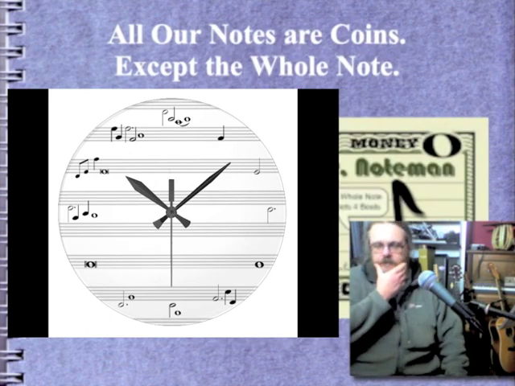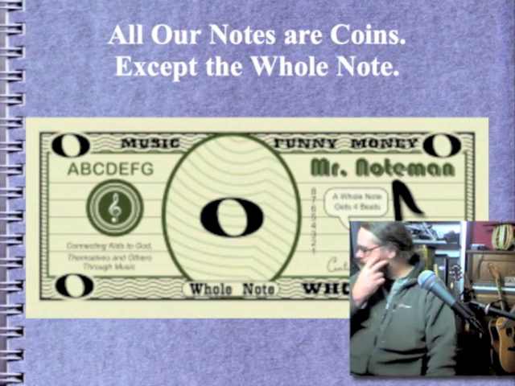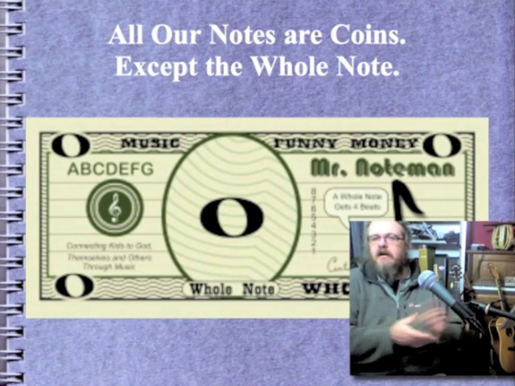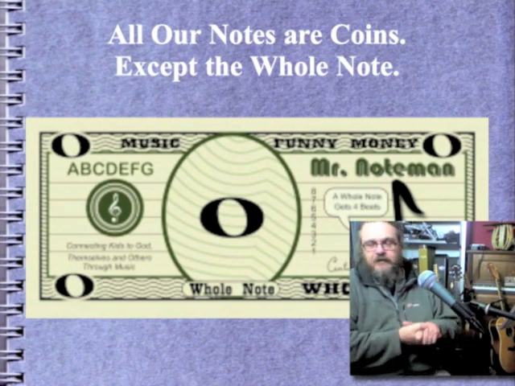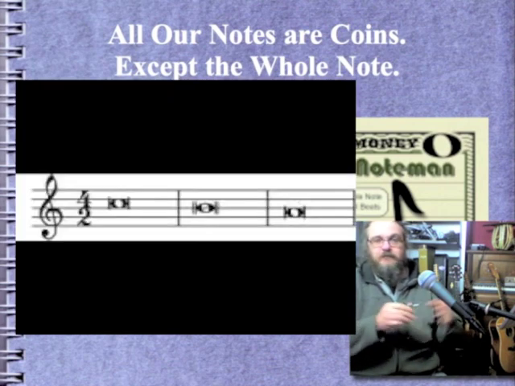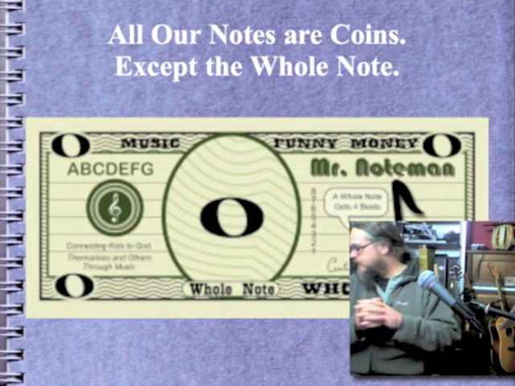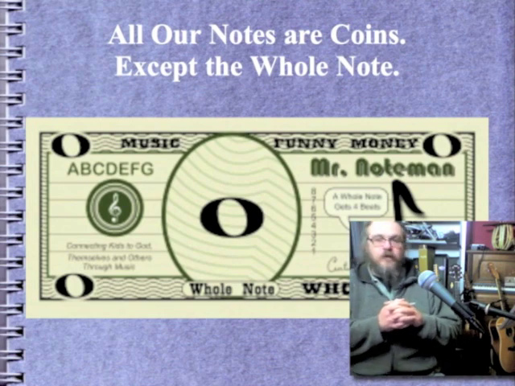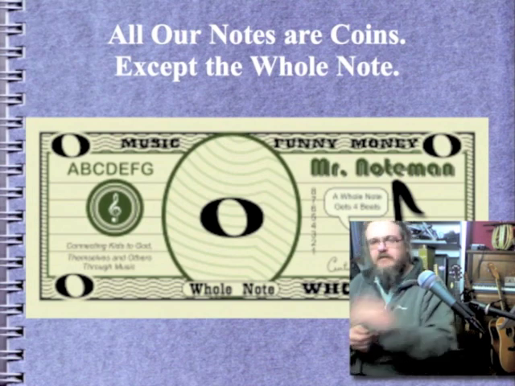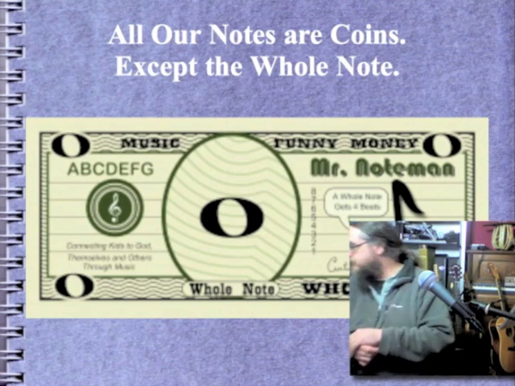So here's the only paper money note that we have in our bank, and it's the whole note. Now the interesting thing about the whole note is it's called a semi-breve, semi denoting half. I asked this question of a friend the other day and looked it up as well. And there is such a thing as a breve, and a breve is two whole notes. A whole note is called a semi-breve. So now you know. But this is our basic unit of currency, and that is the whole note, otherwise known as the semi-breve.